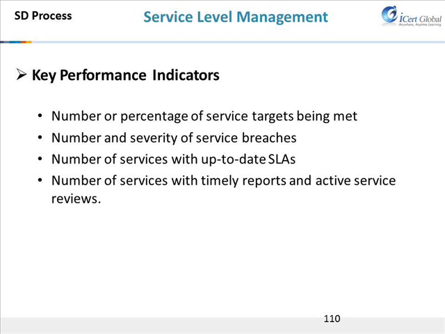Key performance indicators. KPIs and metrics can be used to judge the efficiency and effectiveness of SLM activities and the progress of the SIP. They include number or percentage of service targets being met, number and severity of service breaches, number of services with up-to-date SLAs, number of services with timely reports and active service reviews.